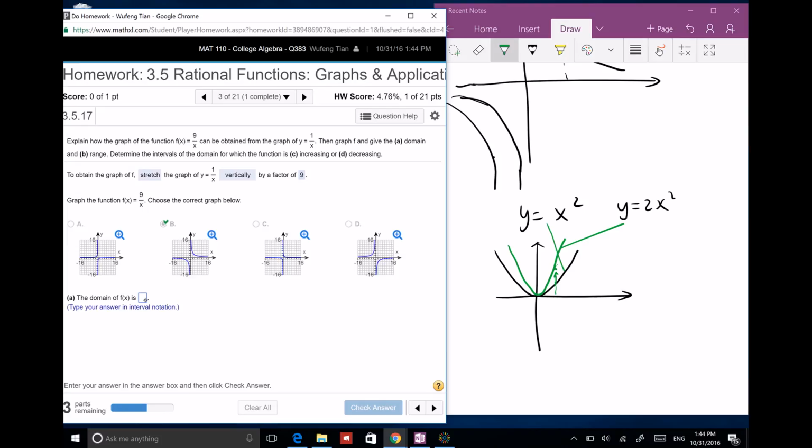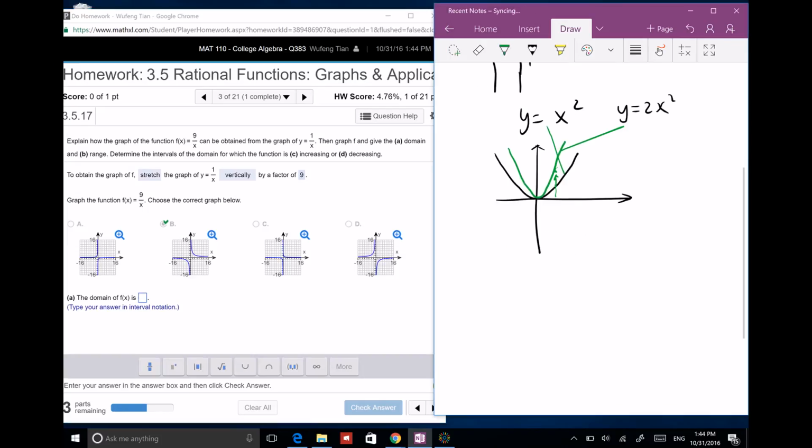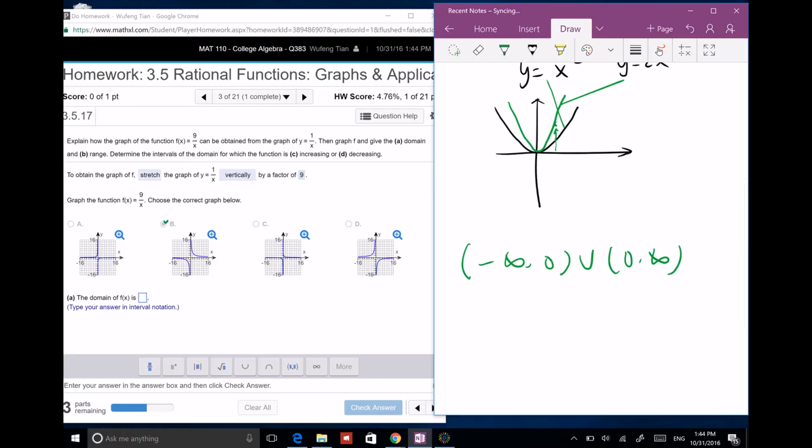The domain of x is the same, negative infinity to 0, union 0 to infinity. And is it increasing? If you look at the picture, it never increases, so it's a decreasing function. It's decreasing on the interval negative infinity to 0, union 0 to positive infinity. Okay.